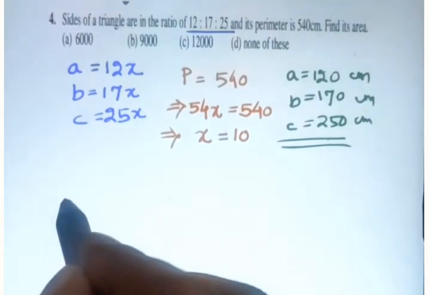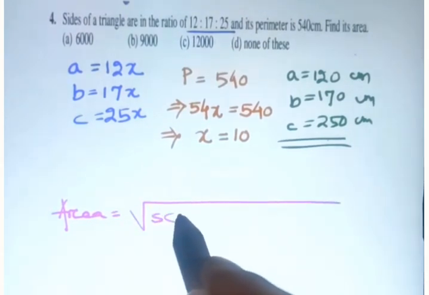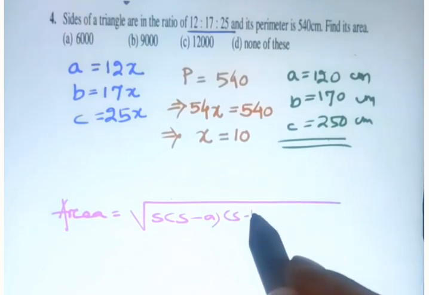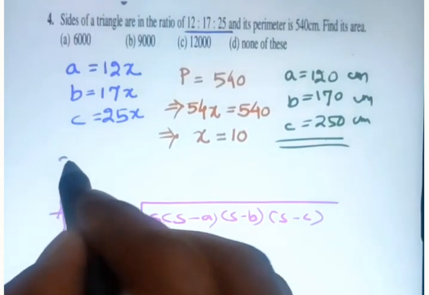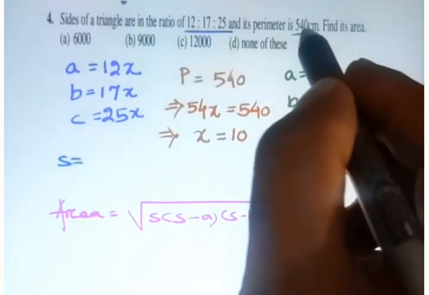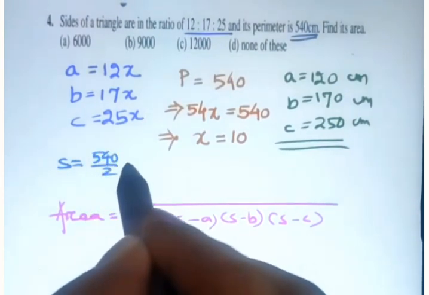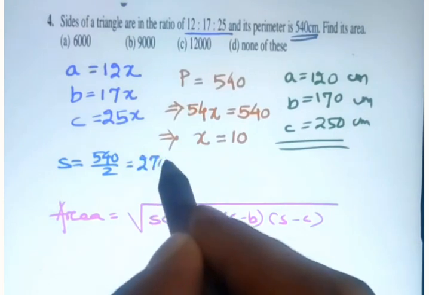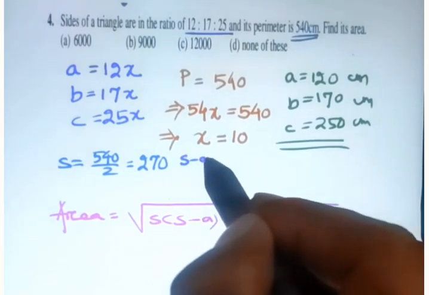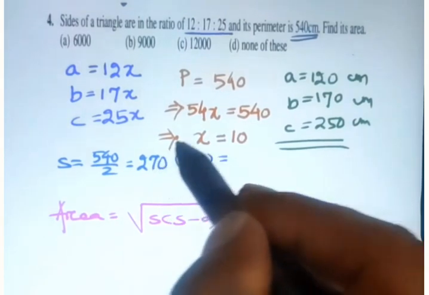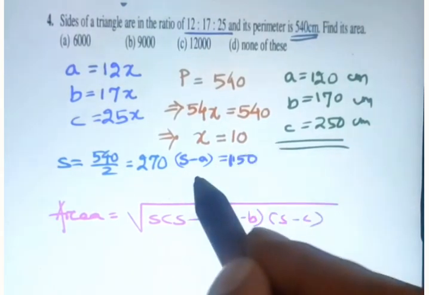So the Heron's formula says area is equal to square root of S whole into S minus A whole into S minus B whole into S minus C. So let's find out the values first. S will be semi-perimeter, that is half of the perimeter, that is 540 upon 2, which is equal to 270. Now let's write the values of the S minus A. S minus A is equal to 270 minus 120 is equal to 150.